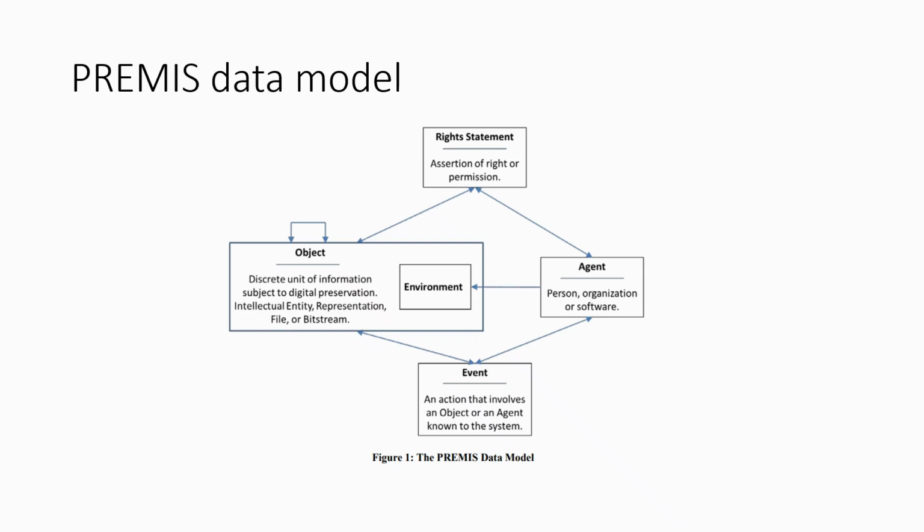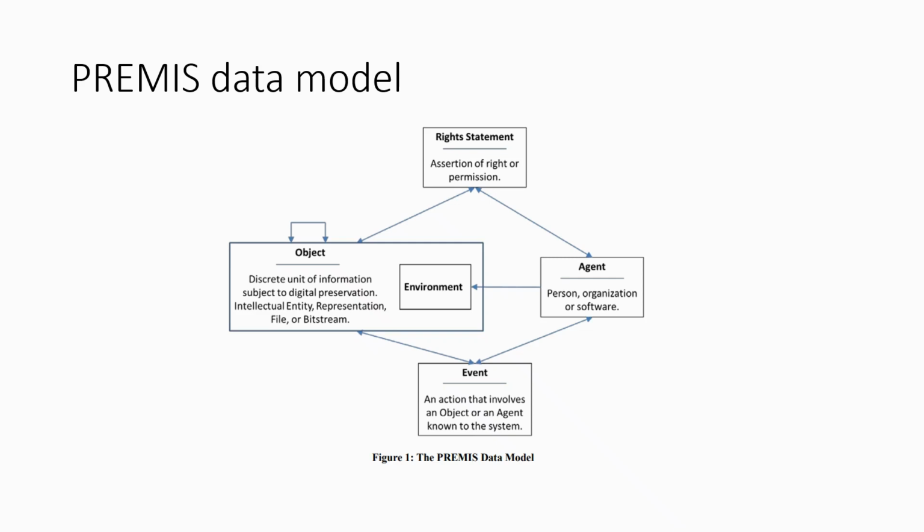Events are actions that involve or affect at least one object or agent associated with or known by the preservation repository. An agent can be a person, organization, or software program or system associated with events in the life of an object or with rights attached to an object. A rights statement declares any rights or permissions that pertain to an object or agent. And you can also see that an environment is a subordinate characteristic of an object.